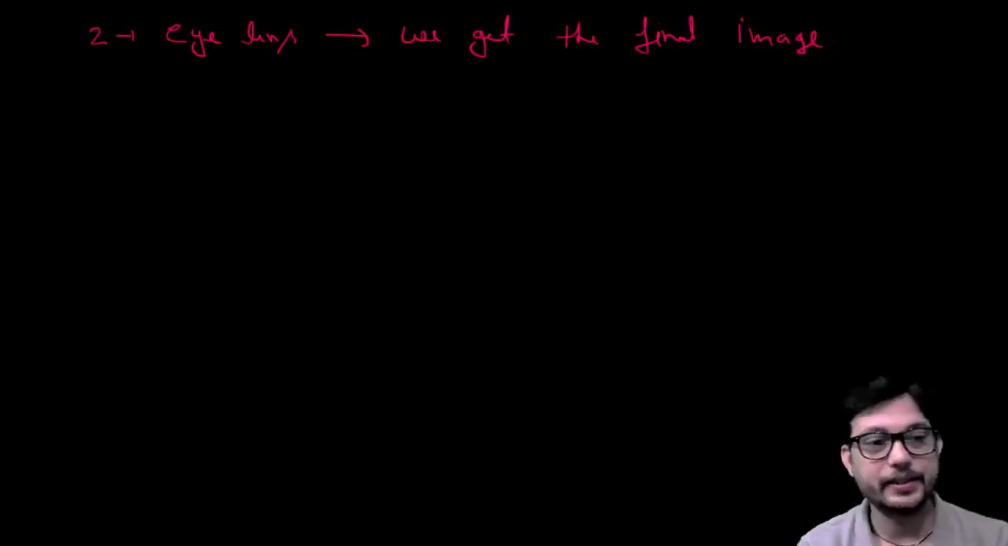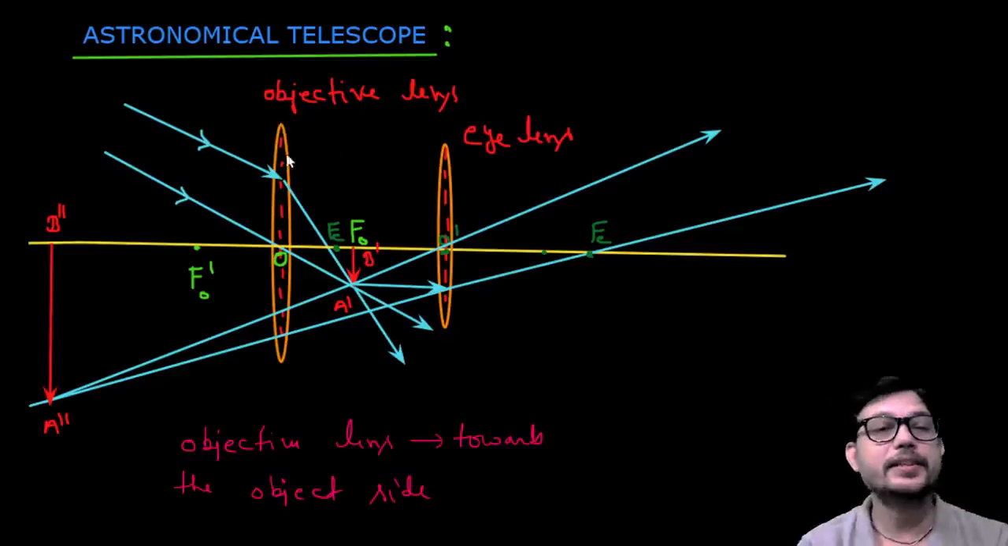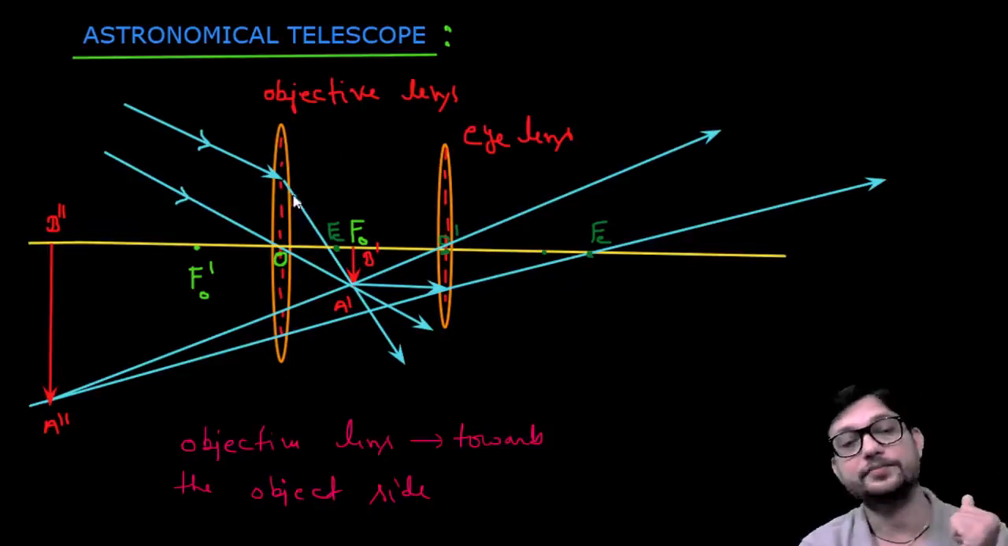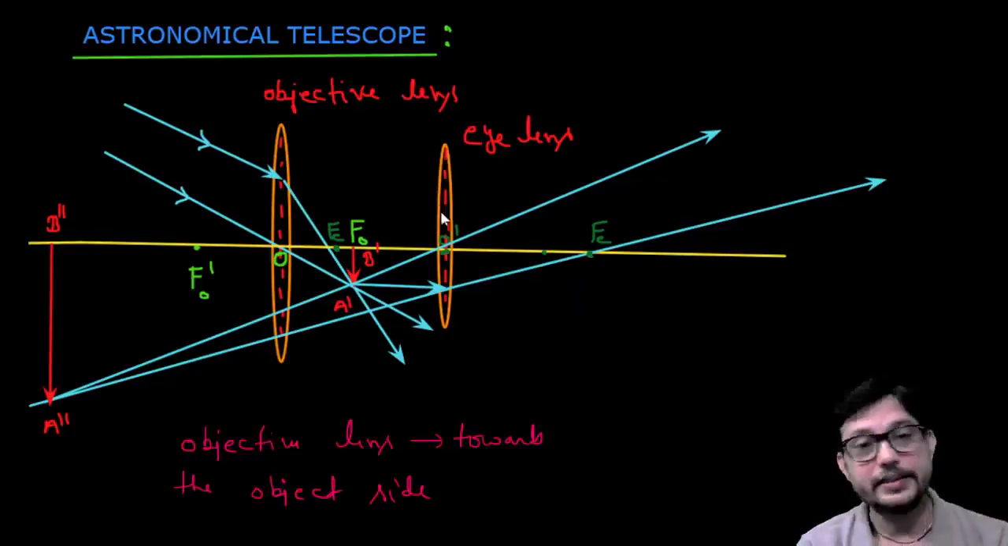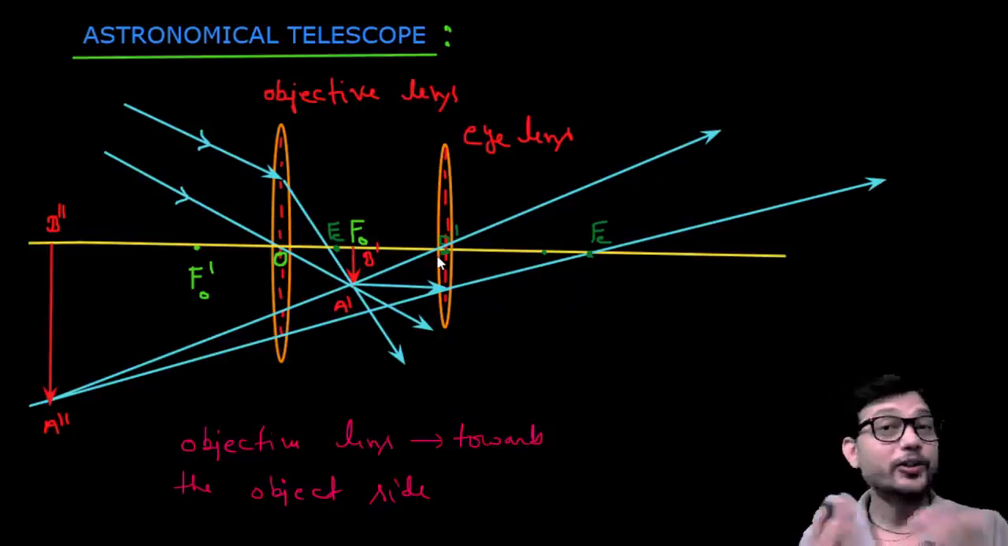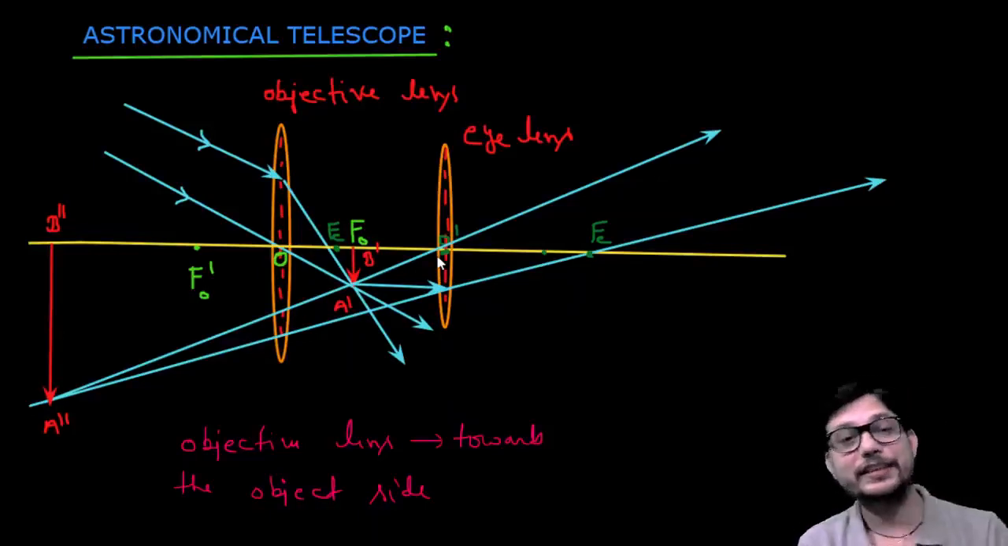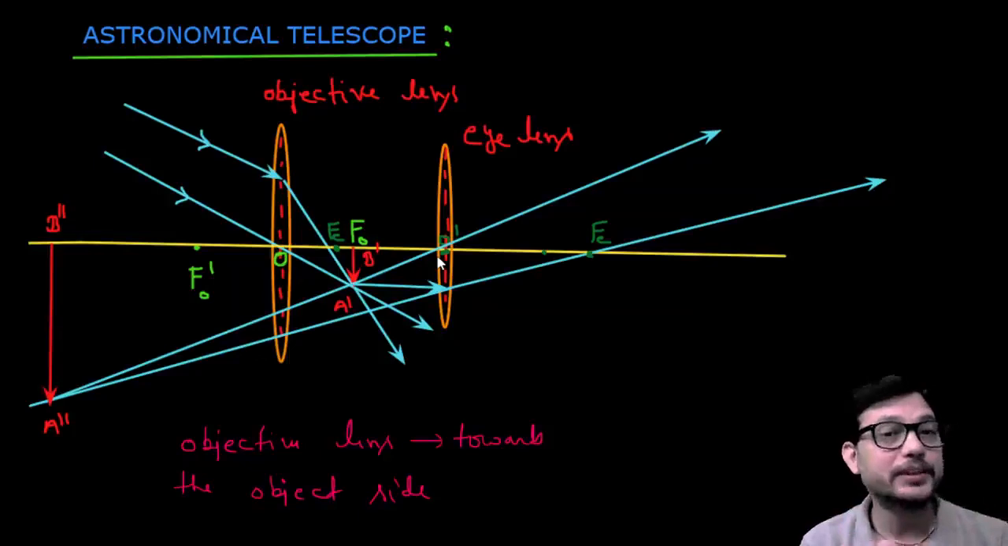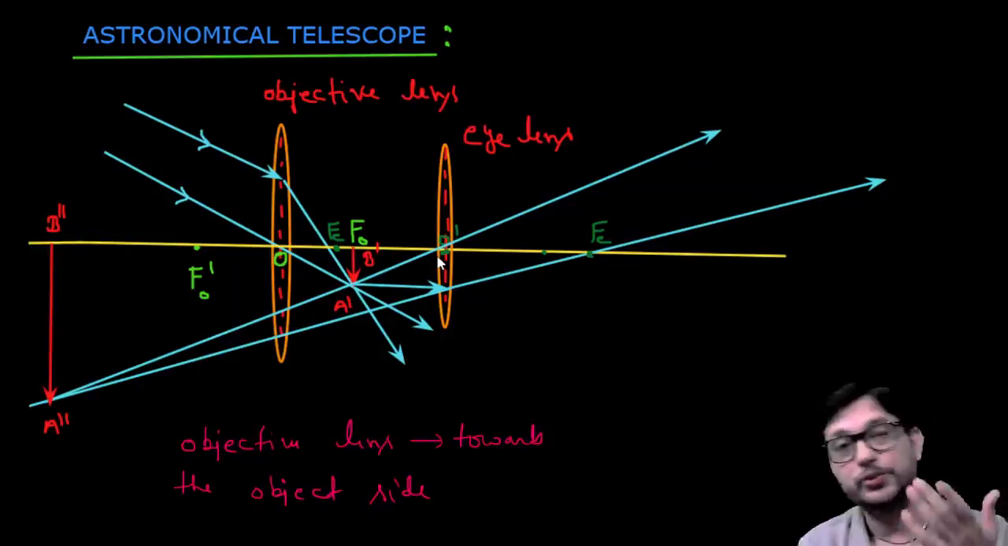As you can see in the diagram, this is your objective lens, which has a larger aperture. The other lens is your eye lens, which has a smaller aperture. Now the question is, why are we using a large aperture for the objective lens and a comparatively small aperture for the eye lens?